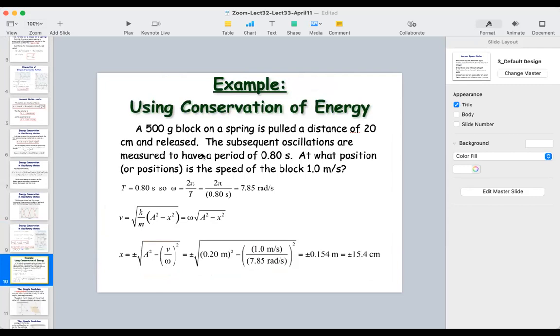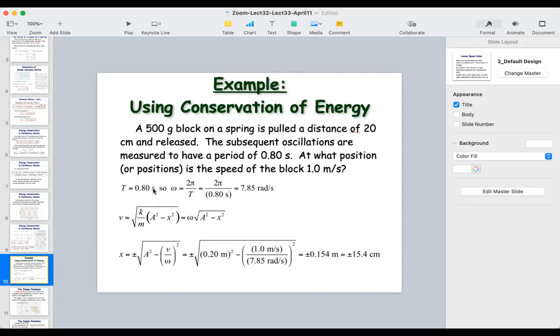Let's see one example. I have a 500-gram block on a spring that is pulled a distance of 20 centimeters and released. The subsequent oscillations are measured to have a period of 0.80 seconds. At what position or positions is the speed of the block 1 meter per second? Okay, so what it gives us here is that the period is 0.80 seconds.